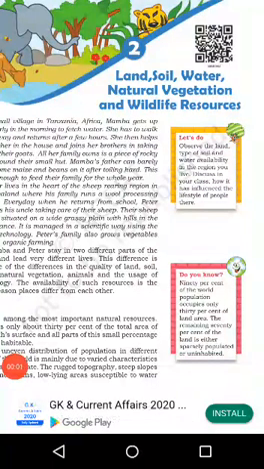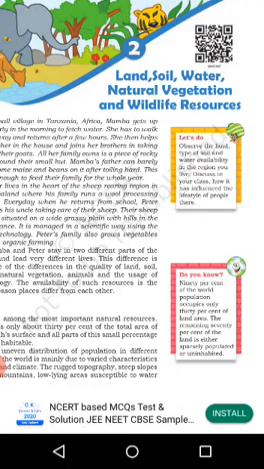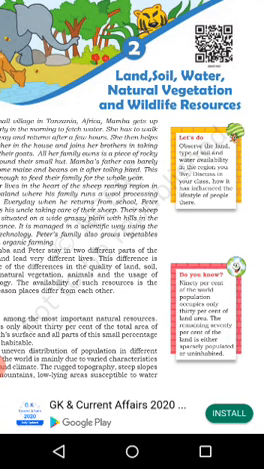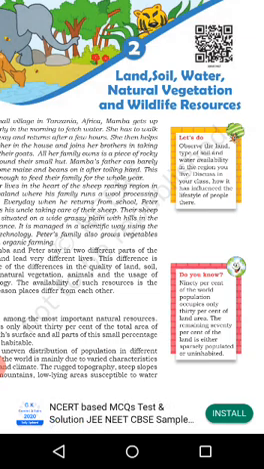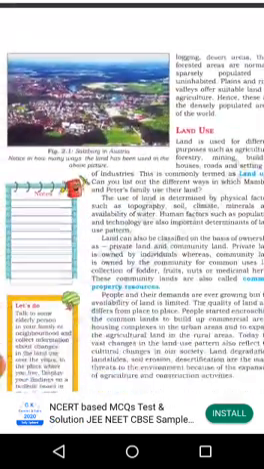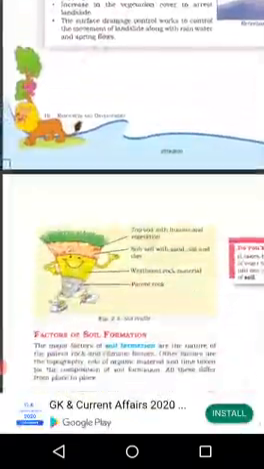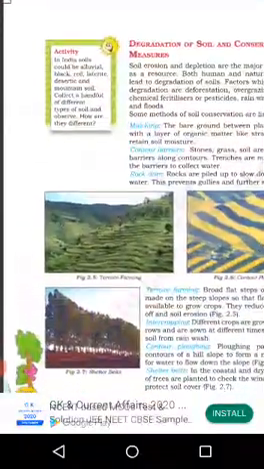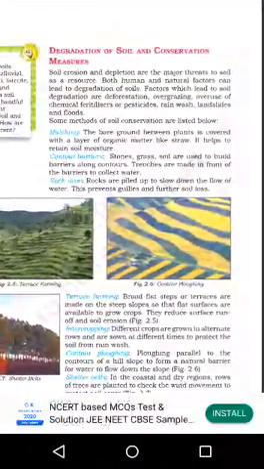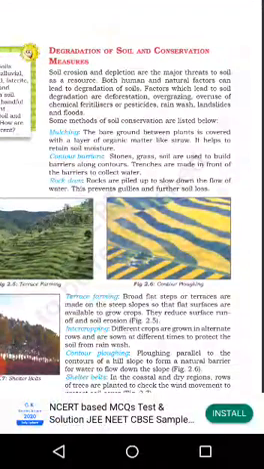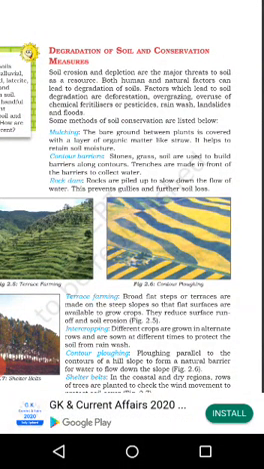Hello students, today I am going to teach you subject geography of class 8. This is chapter 2, land, soil, water, natural vegetation and wildlife resources. Today we will take the topic that is degradation of soil and conservation measures.